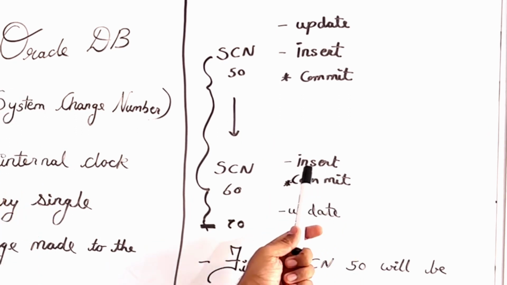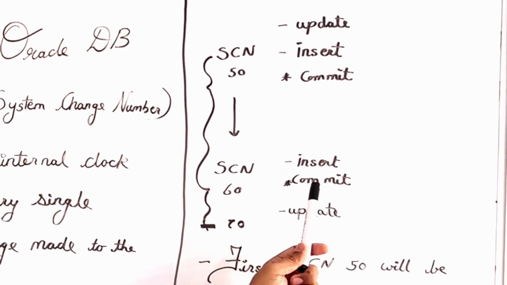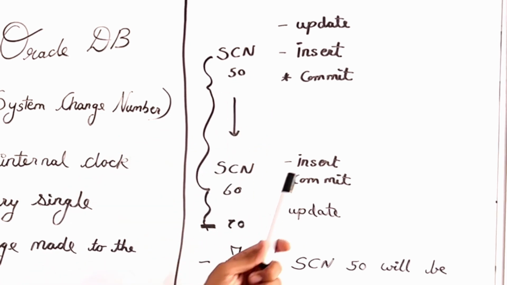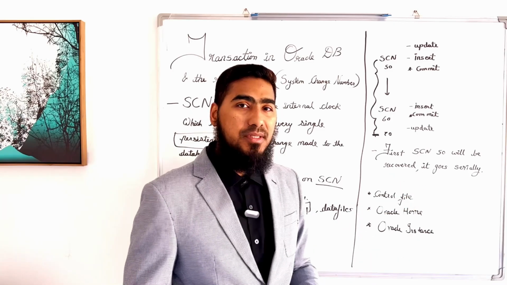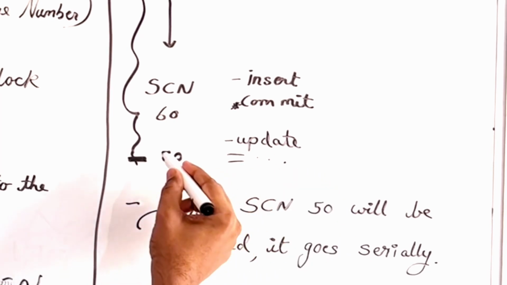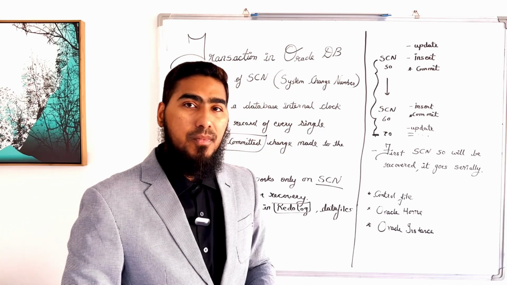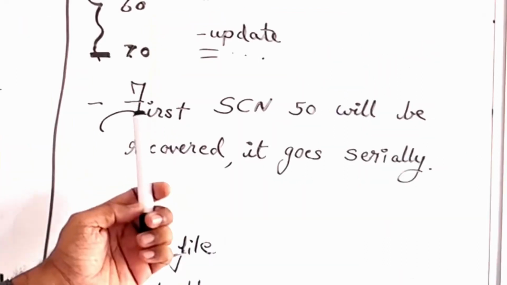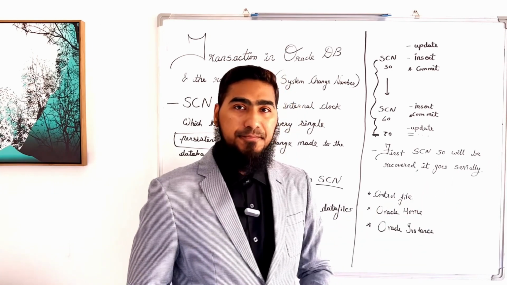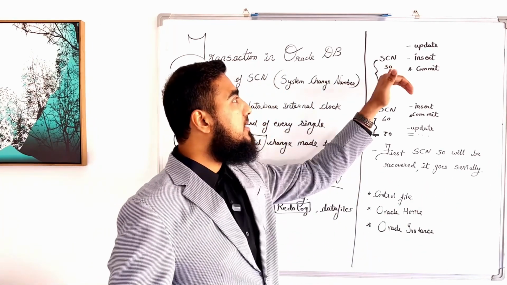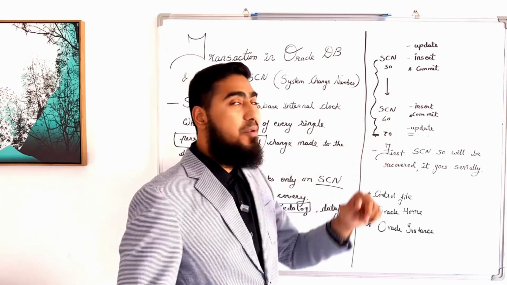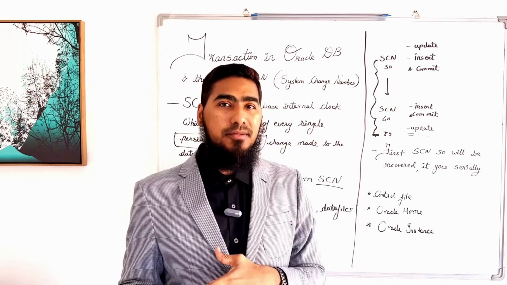Then another insert happened and then a commit happened. So now the SCN number moves from 50 to 60 after the commit. Then your update happens and so on. Let's say if a commit happened here, then the number would be 70. Following? Okay. First the SCN 50 will be recovered. It goes serially. That means first SCN 50 would be recovered, then 60, then 70. So it goes in a serial manner.